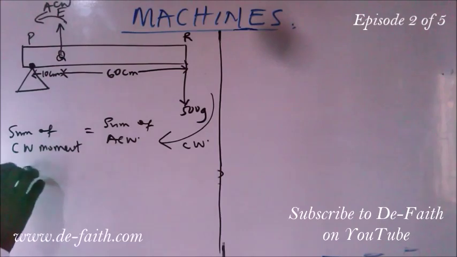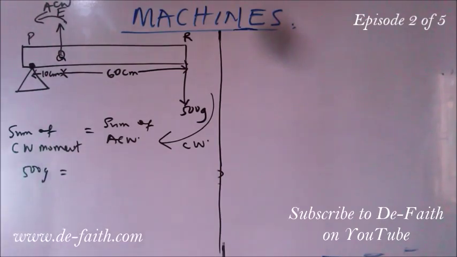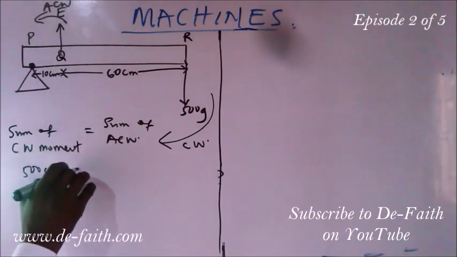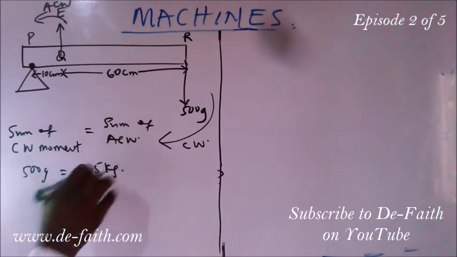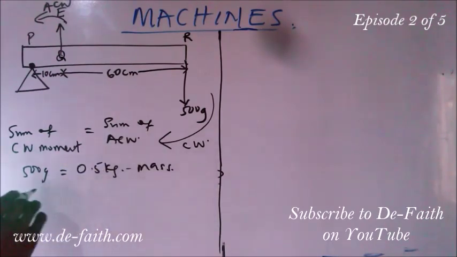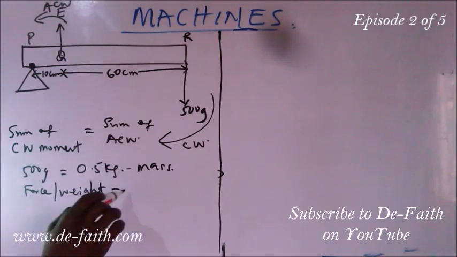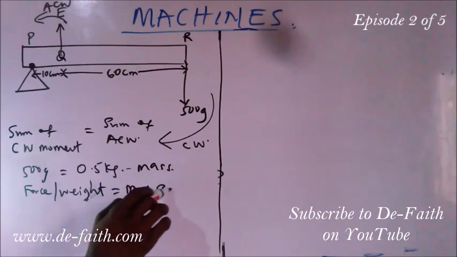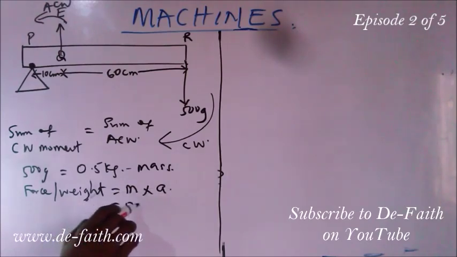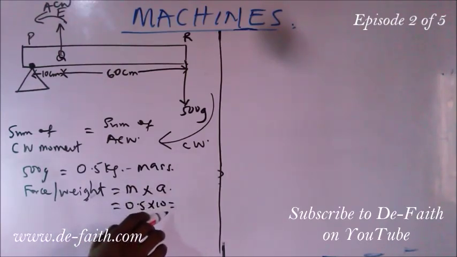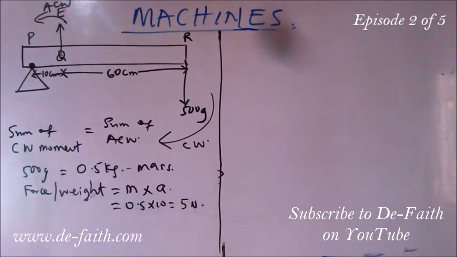So we're given 500 grams. We convert it into kilogram by dividing it by 1000, and then we are left with 0.5 kilogram. That is the mass. And this mass needs to be converted into force or weight. We have it that weight is equal to mass times acceleration due to gravity. So we have 0.5 multiplied by 10, which is 5 Newton.